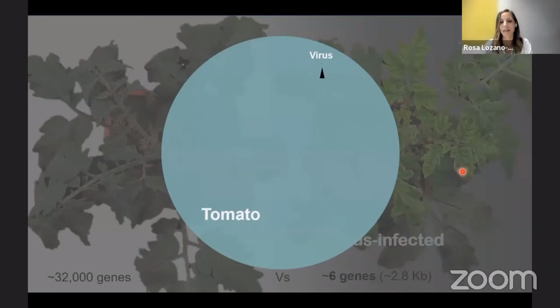So just to depict this more visually, I have here drawn two circles, one representing the tomato and one representing the virus. And the size of the circles is proportional to the number of genes that each of them have. And it might be difficult to see, but I swear to you, there are two circles there. And I have used an arrowhead here to make it easier for you to find the viral circle. So you might be wondering how on earth is it possible that this tiny, tiny virus can create such havoc in its host plant? And this is exactly what we are wondering too.